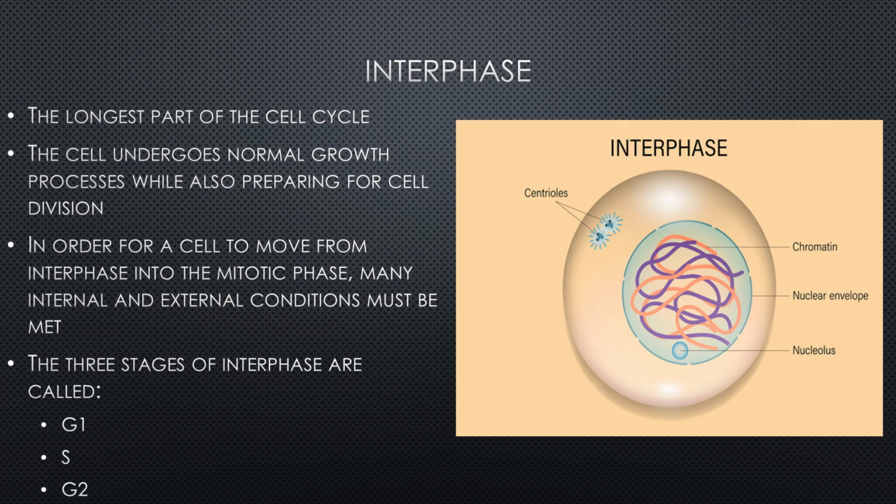First, interphase. This is the longest phase. This is the longest part of the cell cycle. The cell undergoes normal growth processes while also preparing for cell division. In order for a cell to move from interphase into the mitotic phase, many internal and external conditions must be met. So there are three stages of interphase, which are called G1, S, and G2. And you see on the right in the picture, there are some objects like centrioles, chromatin, nucleolus, and you'll understand a lot about that later and how they work.